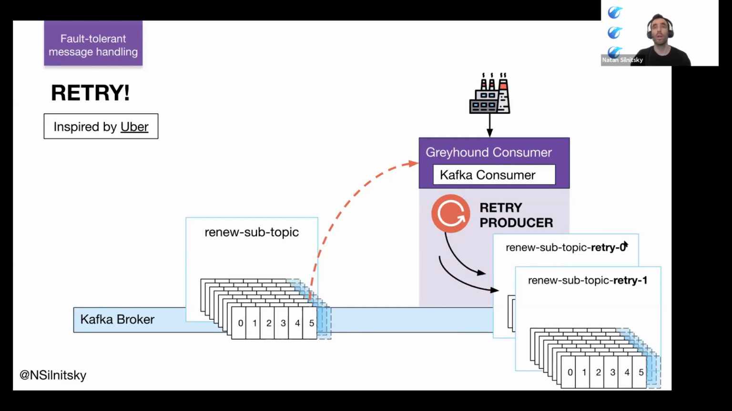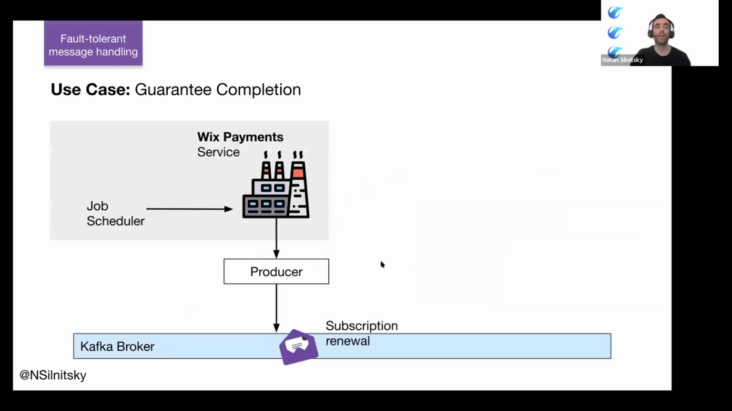So we have retry 0, where the consumer will process the message after 1 second. And if there's a failure here, the retry producer inside the Greyhound consumer will produce the message to the second retry topic, retry 1, which will then process the message after 1 minute. And so this means actually non-blocking retry. We also have a blocking flavor that will continuously try to process the same message in order to keep order.